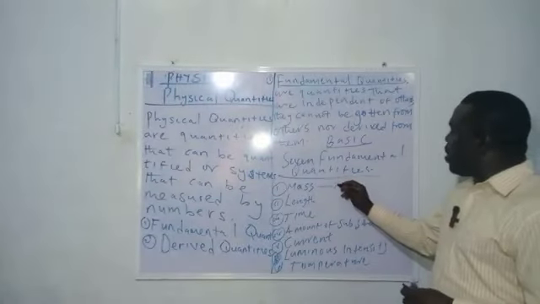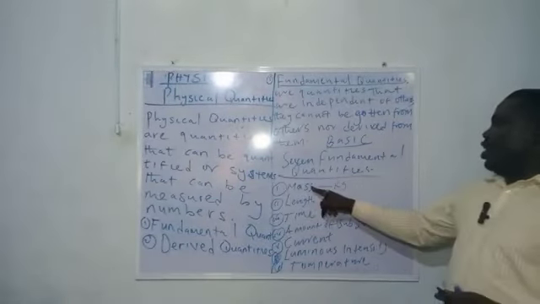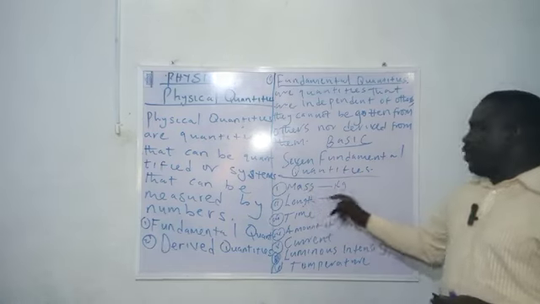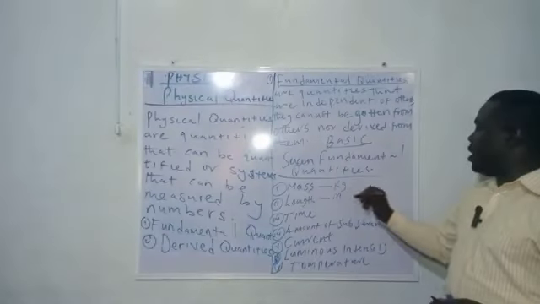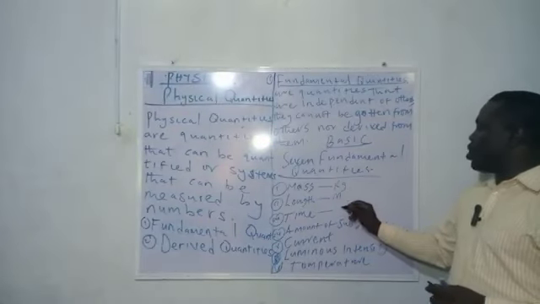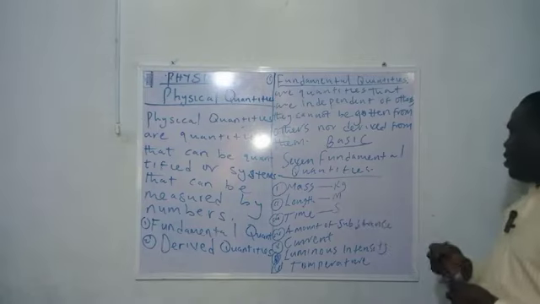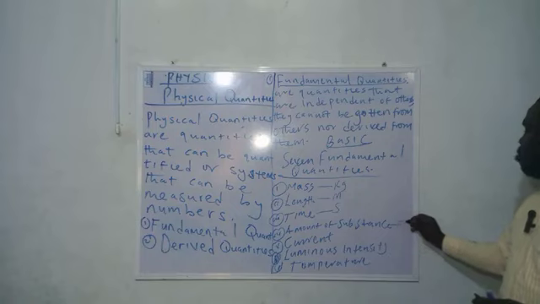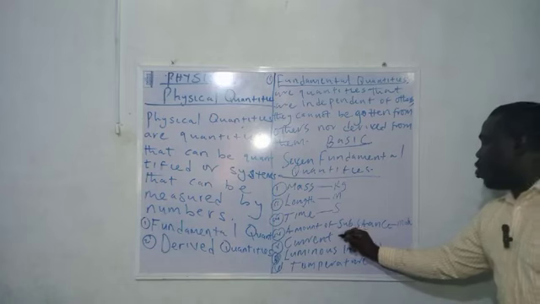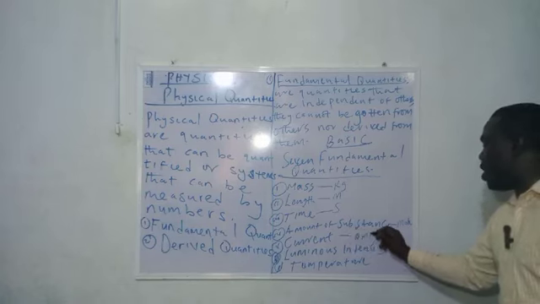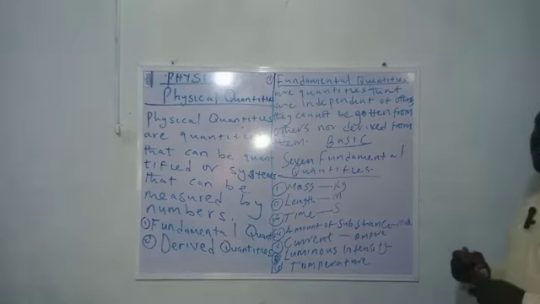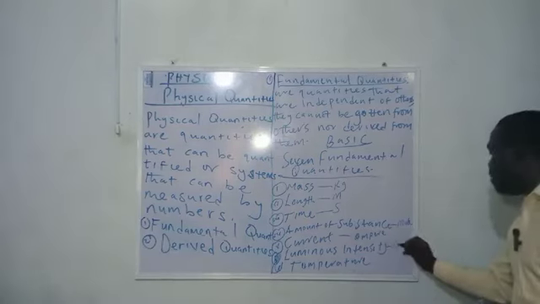to save our time, the unit of mass is called kilogram. The unit of length is called meter. The unit of time, of course, we all know, is seconds. The unit of amount of substance is called mole, M-O-L-E. The unit of current is referred to as ampere. The unit of luminous intensity, we call it candela.